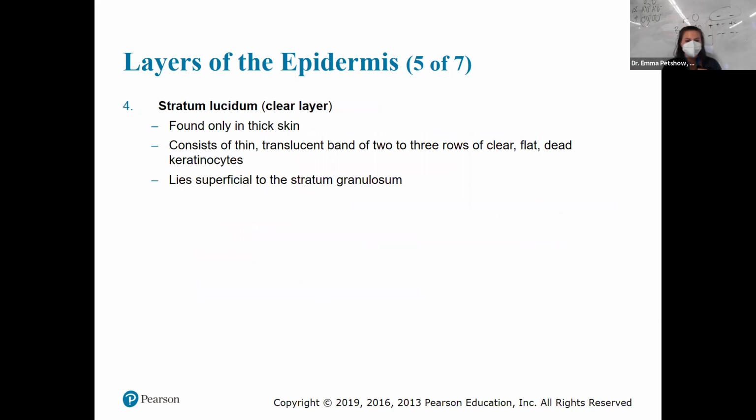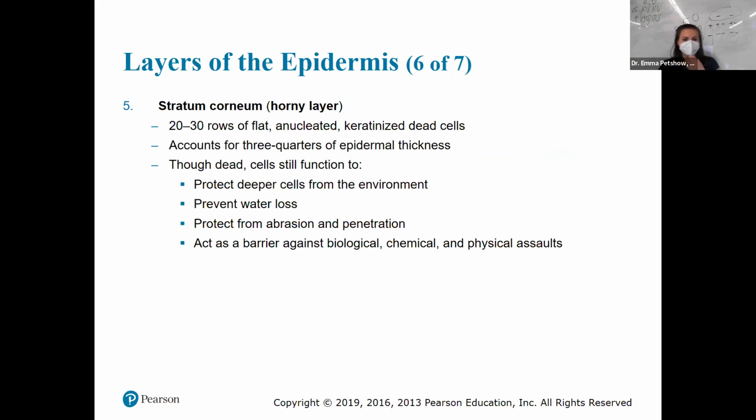The lucidum layer is clear. It's found only in thick skin. It really doesn't have a lot of function outside of an extra layer of protection. And so that's why in thick skin, it has this extra lucidum layer, clear, flat, dead keratinocytes, but in thin skin, it will not. And then you have your stratum corneum or horny layer. These are 20 to 30 rows of flat, anucleated, no nuclei, keratinized dead cells. The dead cells, really their goal is preventing water loss, keeping safety, preventing abrasion or penetration.